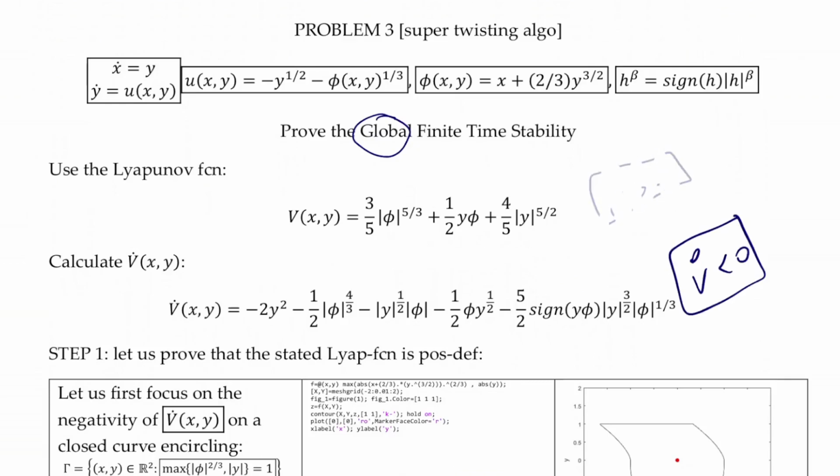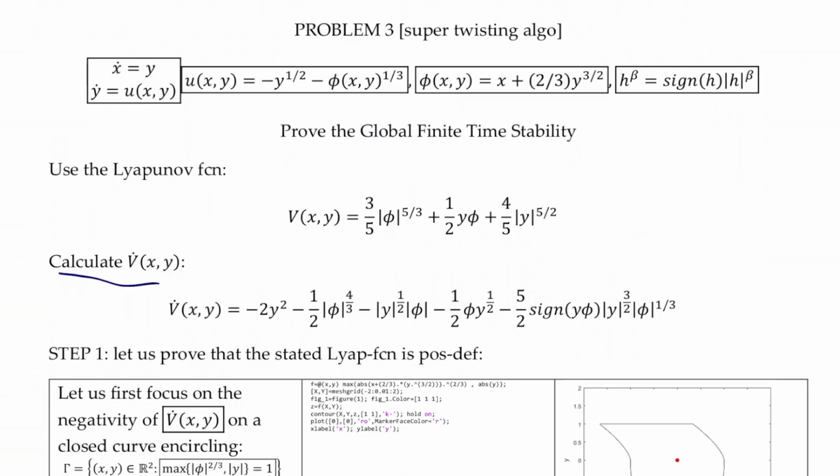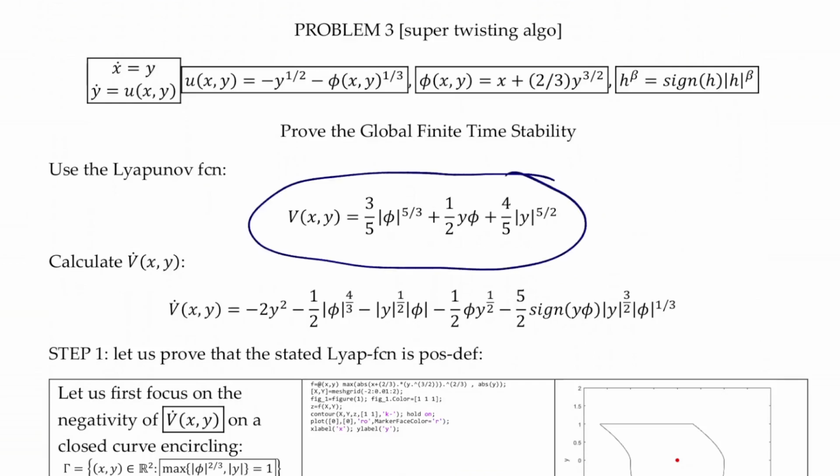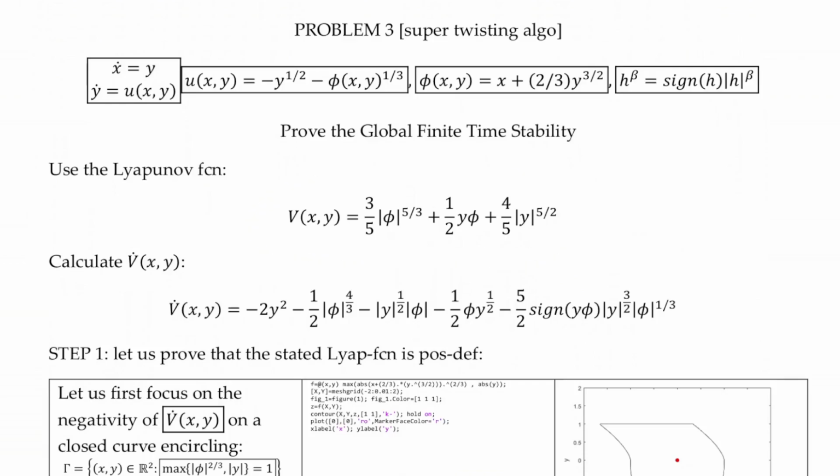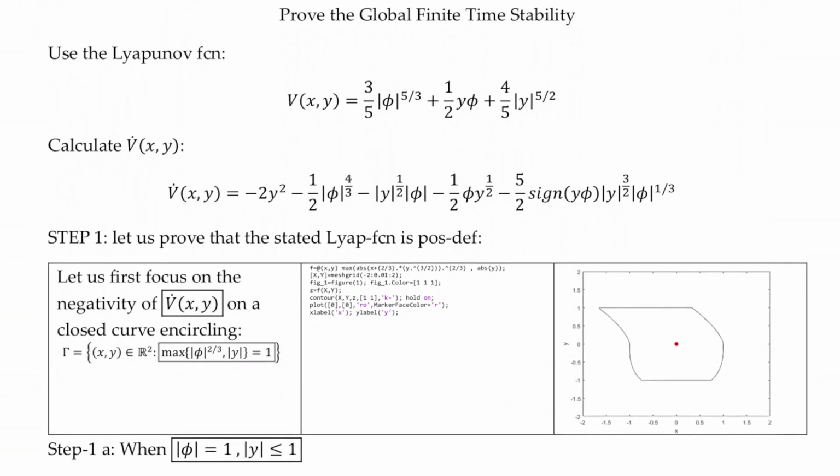Okay, let me delete that and make some space for myself. And calculate V dot. I will not derive that from scratch. Let's say that is given to you, and this is the V dot, you derive that. Okay, continuing, this is V dot. And let us prove that the stated Lyapunov function is positive definite.